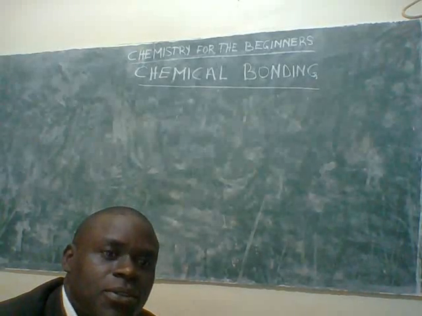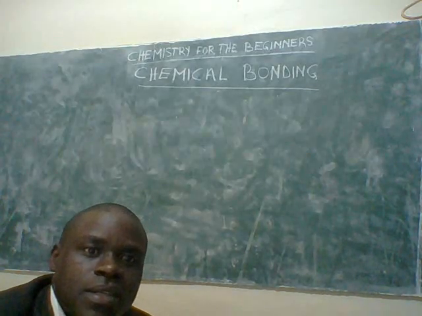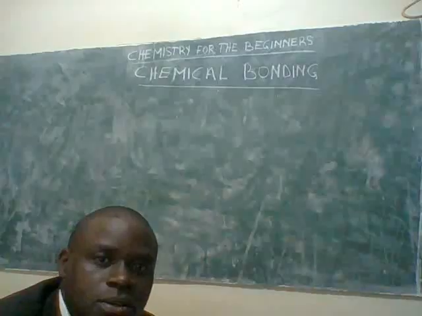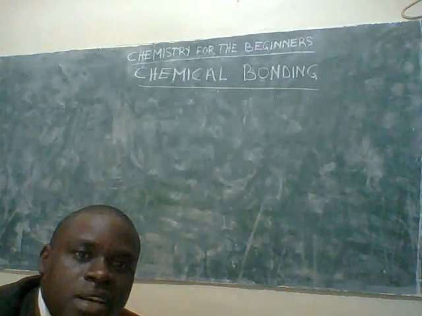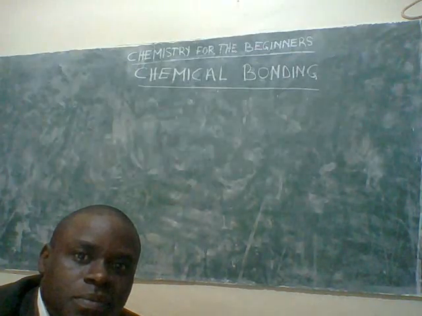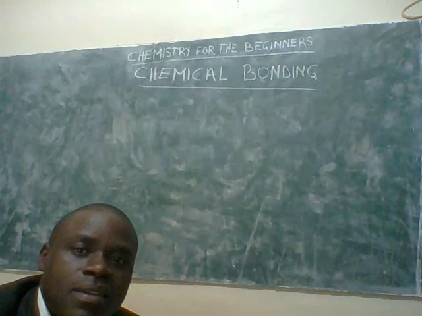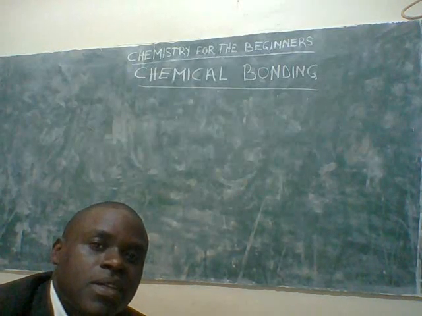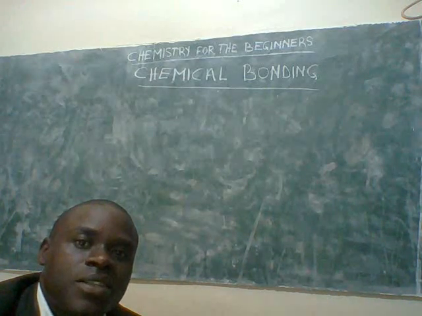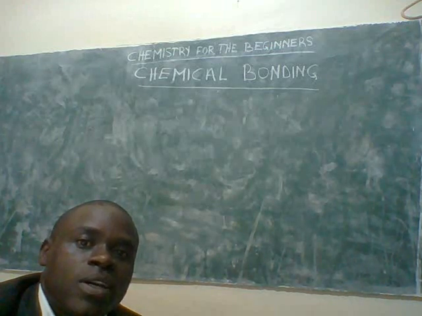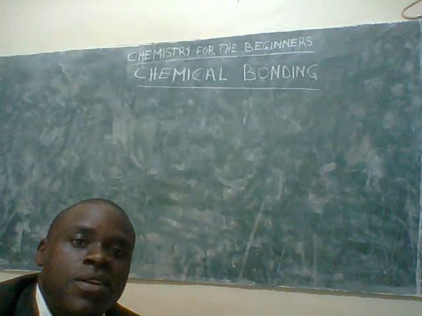Hello. So today we are going to learn about chemical bonding. As we previously studied how to predict the formula of a chemical compound, the formula is the result of a combination of two atoms.